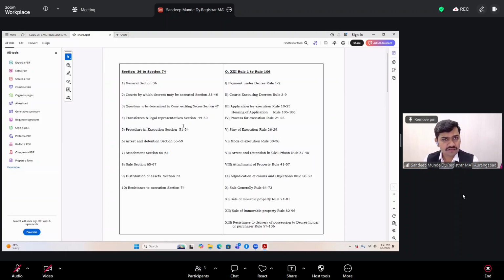First of all, I have made a table on one chart giving both the rules as well as the sections. The section part is from section 36 to 74, and the order part is from rule 1 to 106. Some of the subheadings are common to both, and some are not in common, but all are proceedings with regard to execution.